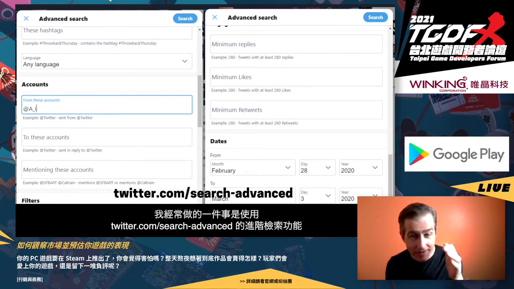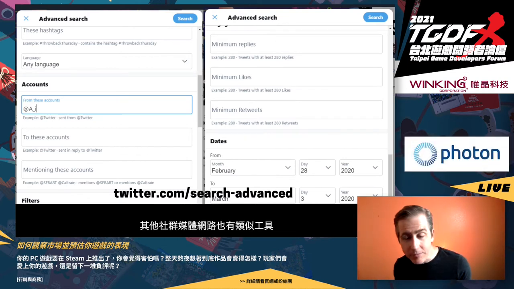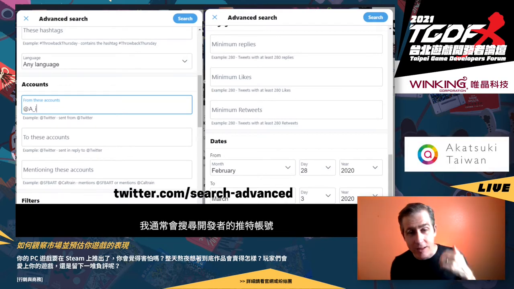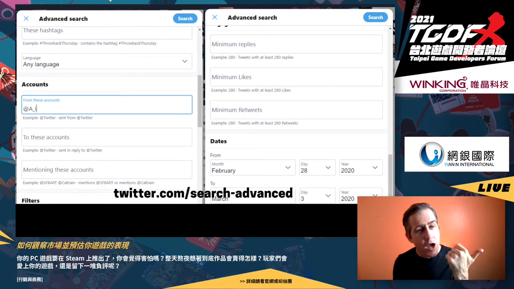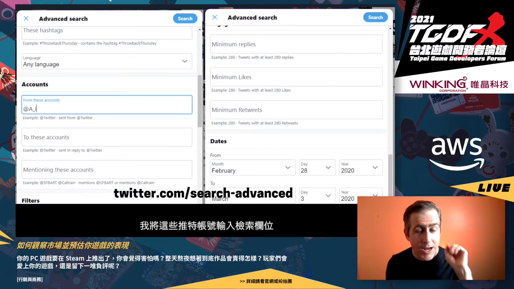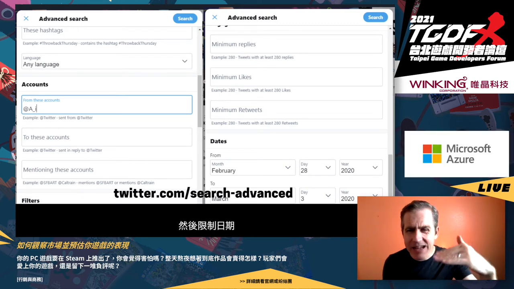twitter.com/search-advanced, the advanced search. This is a tool that Twitter uses, and other social media networks have very similar tools, where you can search for date ranges. Now, what I do typically is I look for the developer's Twitter account. I also look for their publisher's Twitter account, if they have a publisher. And I type those Twitter accounts in the search box, and then I limit the days.